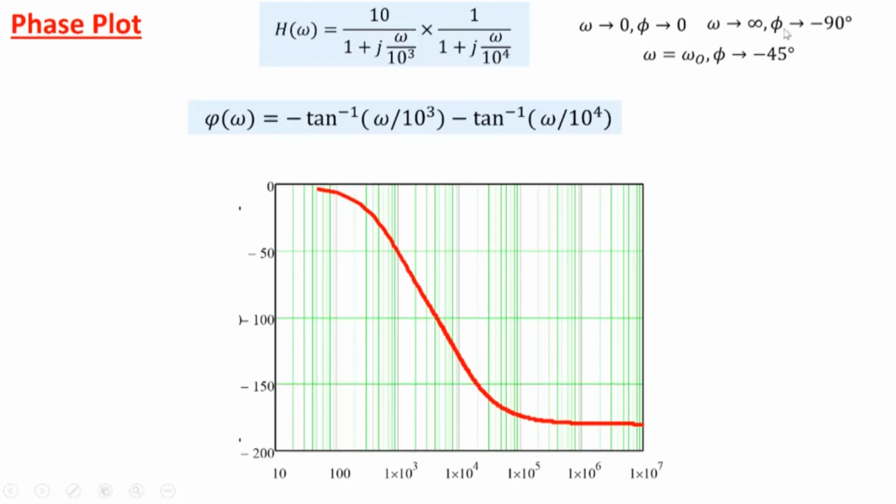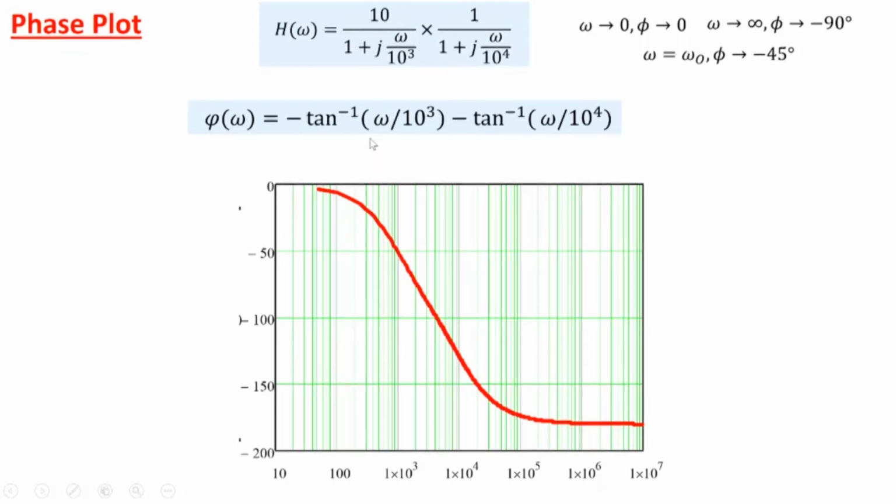And we know that as omega tends to infinity, this particular term will contribute minus 90, and this particular term will also contribute minus 90. So the whole thing should go at minus 180, which is what we see here. It's going towards minus 180. And in between is a more complicated relationship. For example, if you want to find out what is happening at 10 to the power 3.